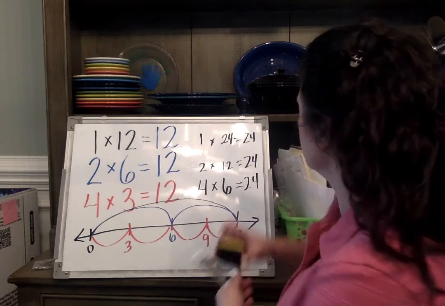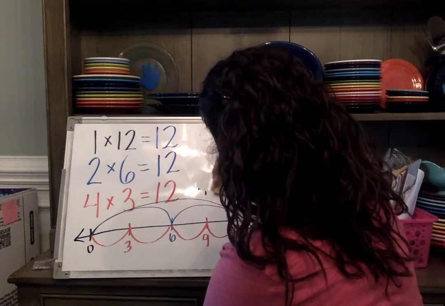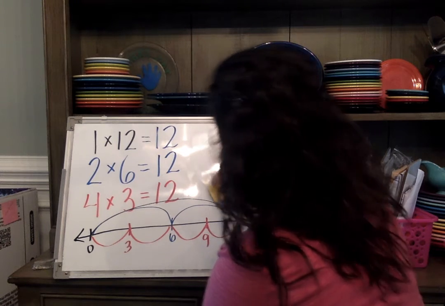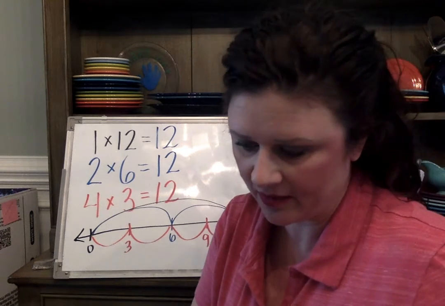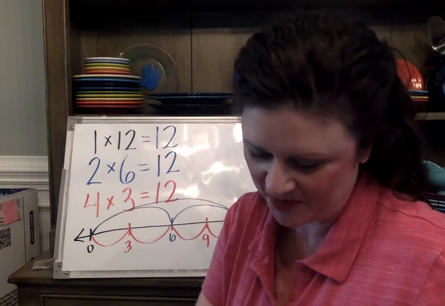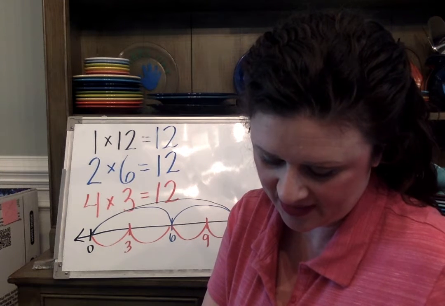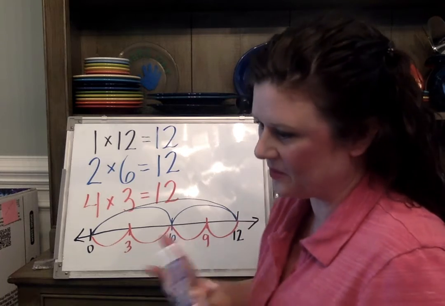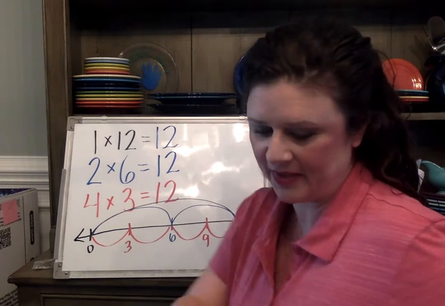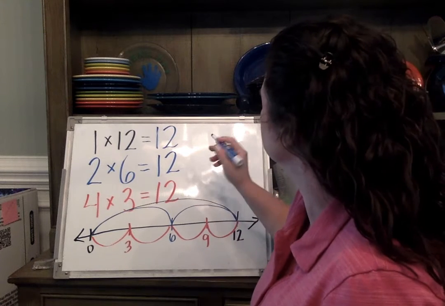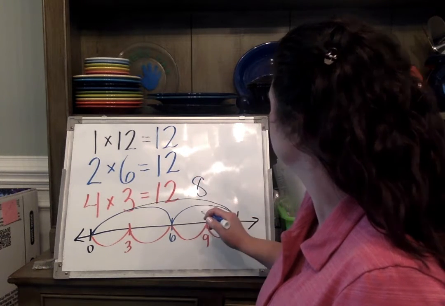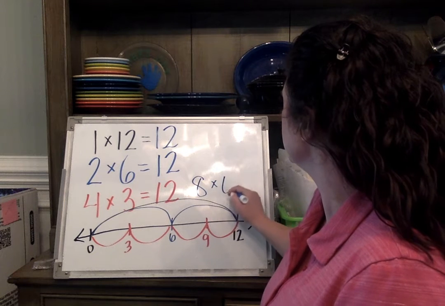Let's do one more so we can see the pattern. Trying to think of a good one here. I'm trying to think of one with larger numbers and it's not coming to me yet. I'm wanting to stick with that 4, but I really don't want to. What if we do 8 times 6?